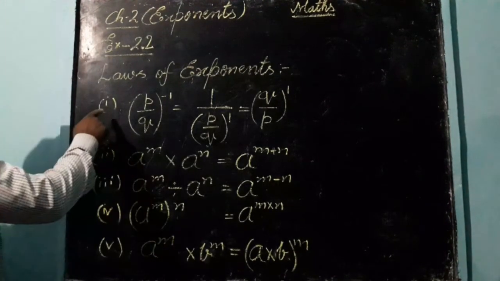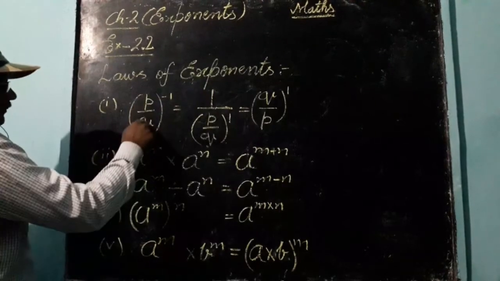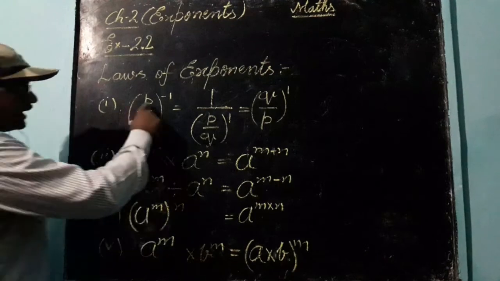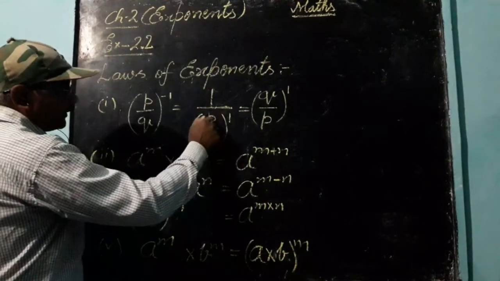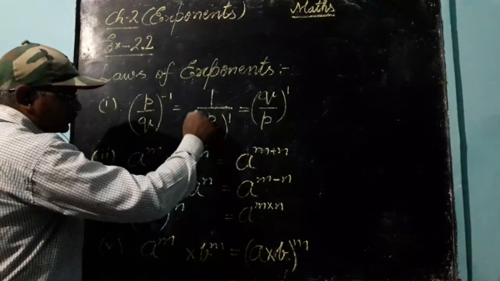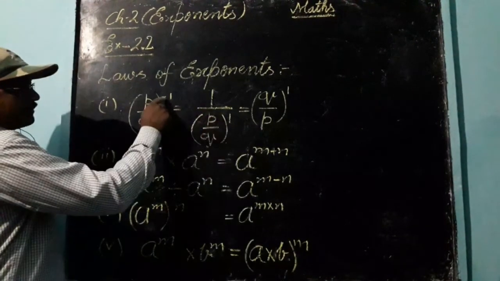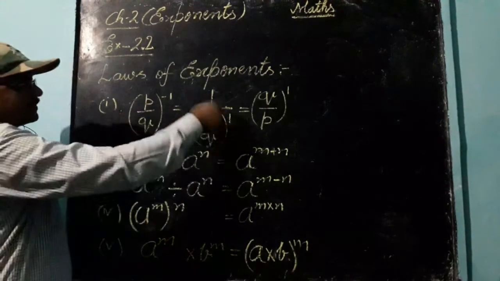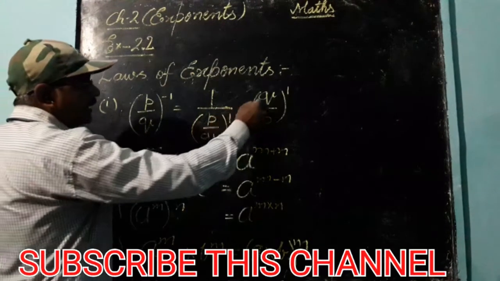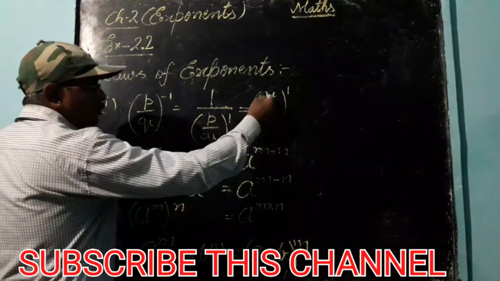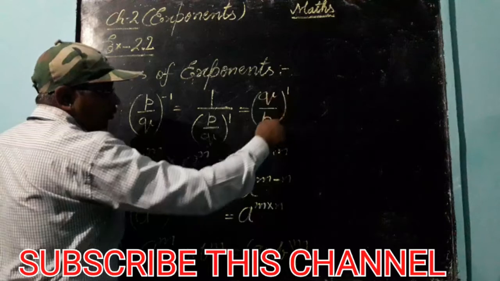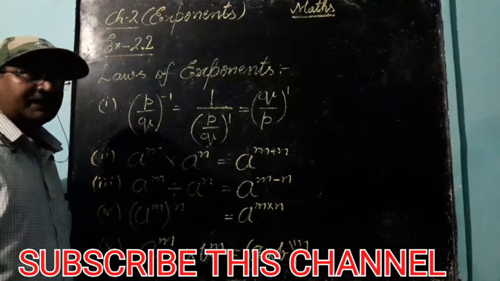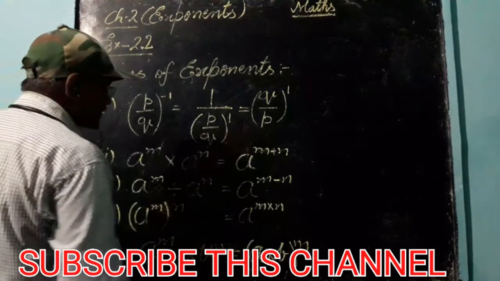First of all, you know the law of exponent: P upon Q to whole power minus 1. Clear? So you can write 1 upon P upon Q to whole power plus 1. Here minus 1 becomes plus 1, and again you do the reciprocal. So then it will be Q upon P to whole power 1. Clear? And that is positive. In this way you can solve sums of that kind.